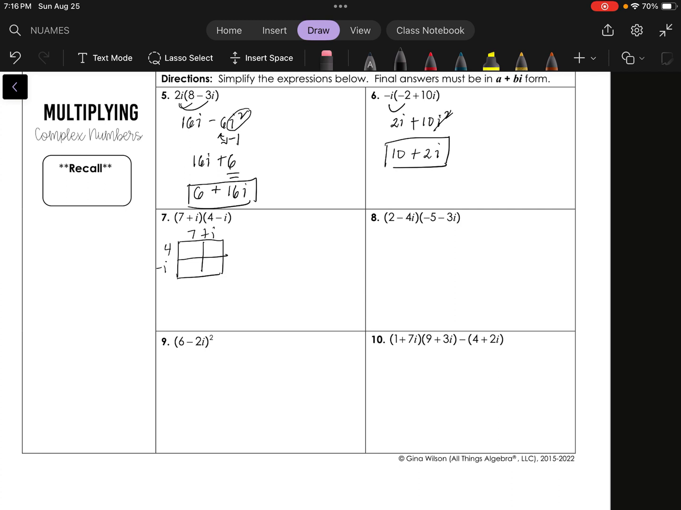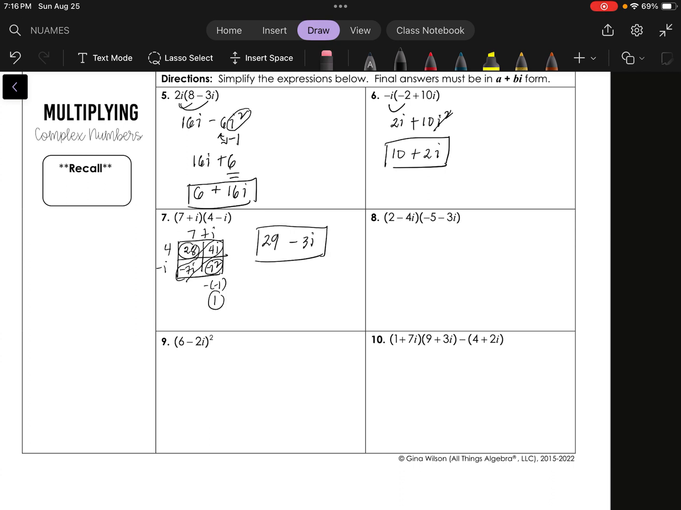7 times 4 gives you 28. 4 times i gives you 4i. 7 times negative i gives you negative 7i. i times negative i gives you negative i squared. So notice again that here i squared is just a negative 1, so it's like a negative negative 1, which is giving you just 1. Combining that with the real part 28, you end up with a real part which is a sum of 29. And then combining all the imaginary parts, you got 4i and negative 7i. That gives you negative 3i. So you end up with this form.